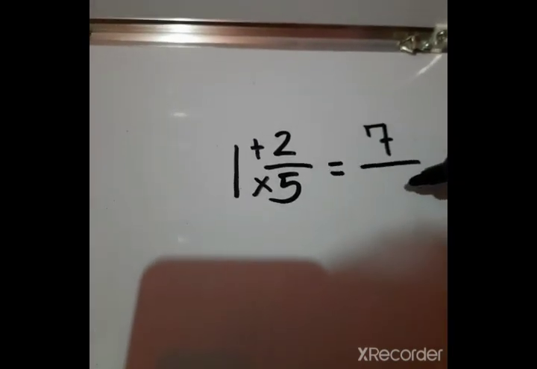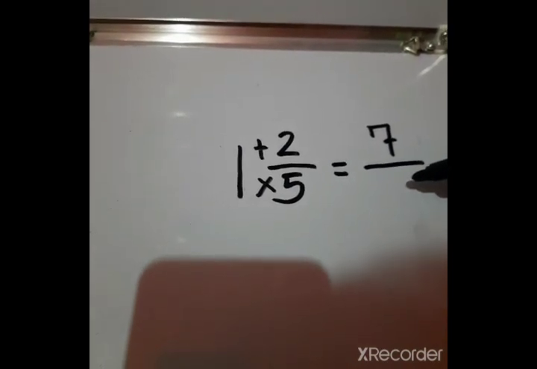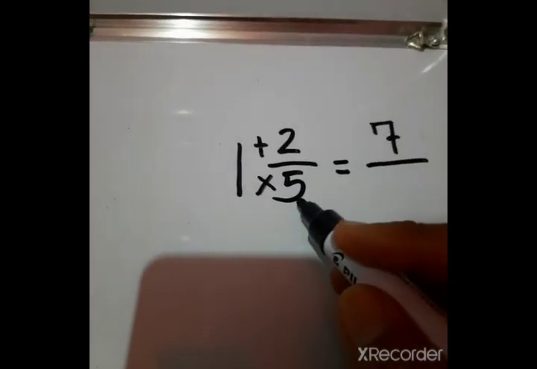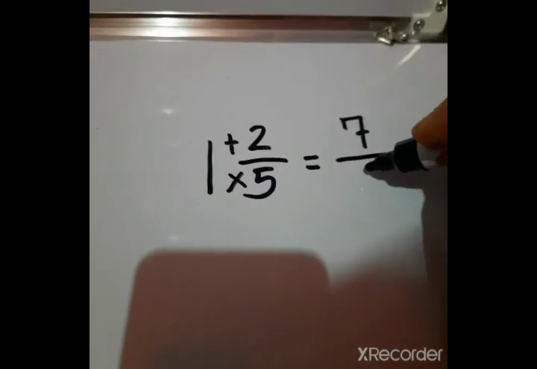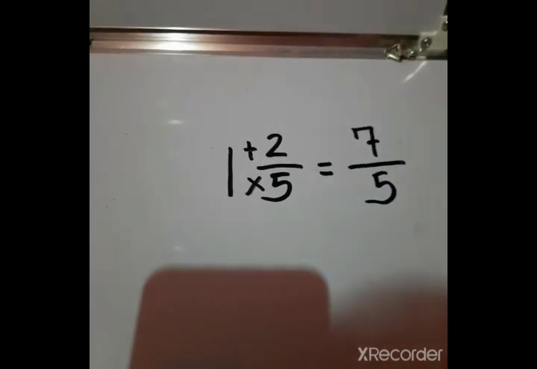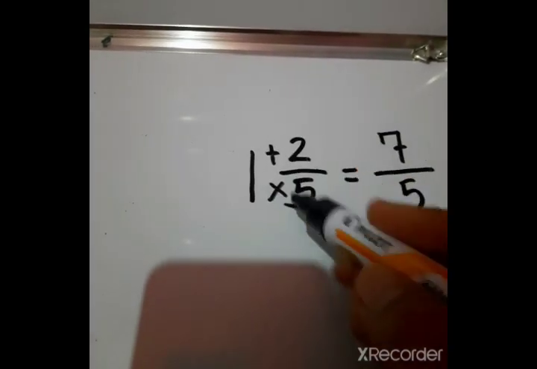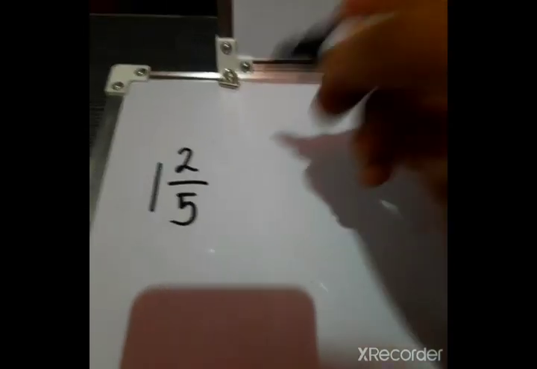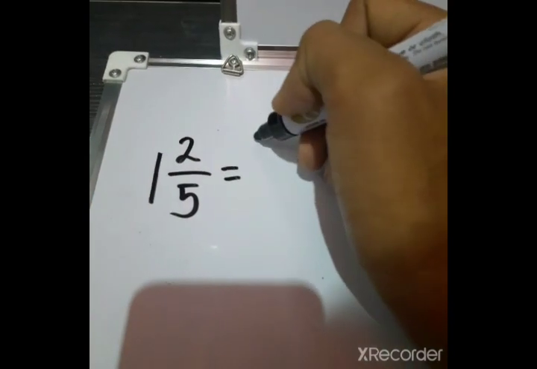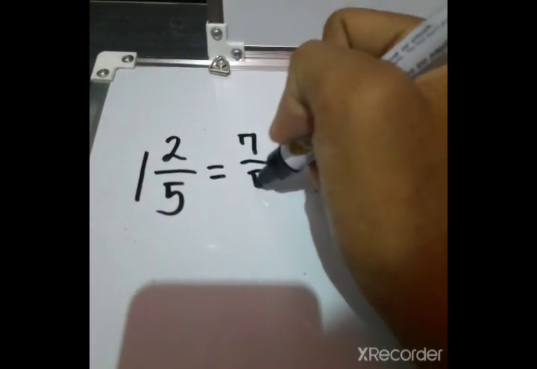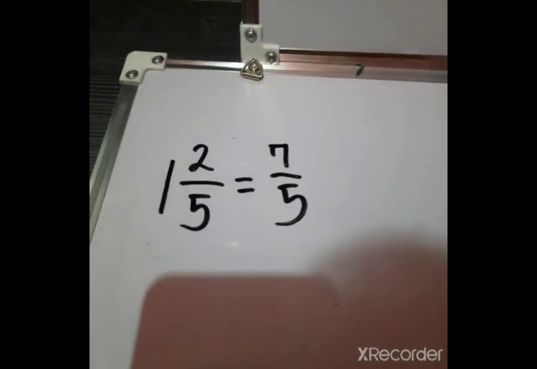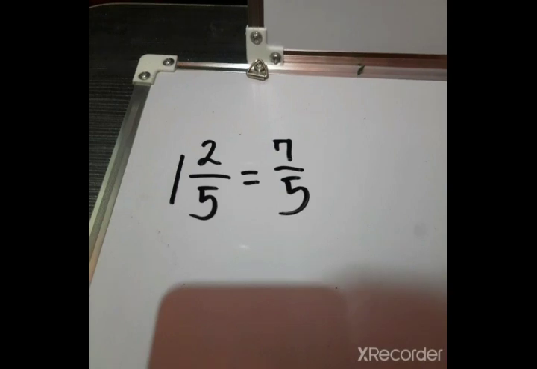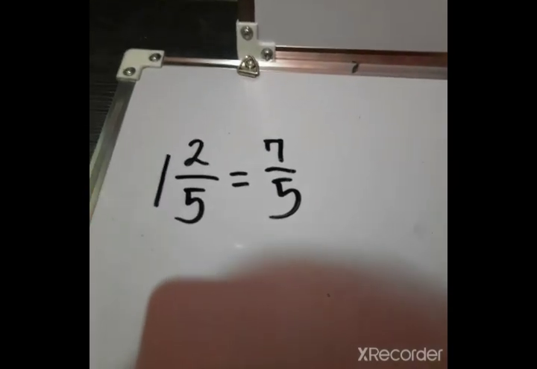But how about the denominator? The denominator will be the same. Since 5 is our denominator here, we still have 5 as the denominator. So therefore, 1 and 2/5 is equal to 7/5. So we will write this one 7/5. We will try now to find what will be its decimal form. We will just do the same as what we have done earlier.